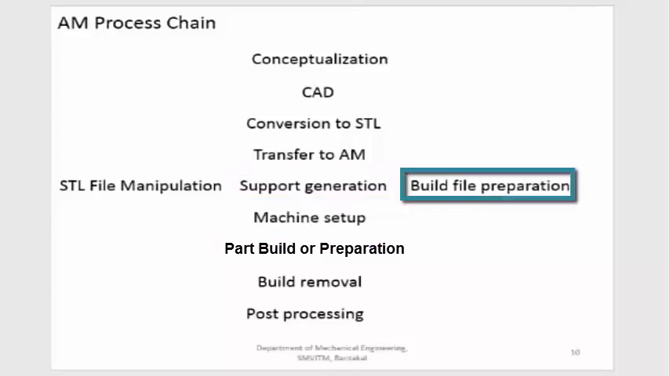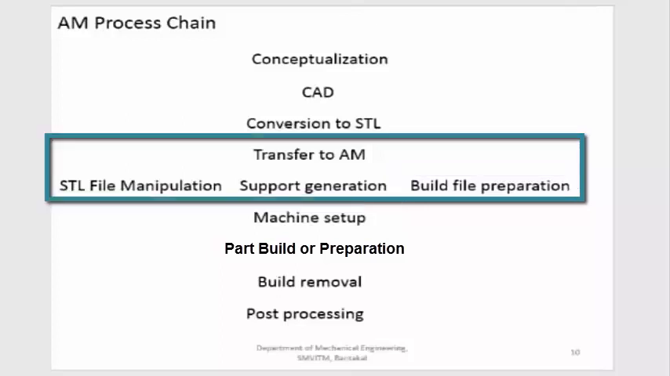Next one is the build file preparation. Once you have given all the input parameters required regarding the speed at which you want to print, regarding the material, regarding the temperature, what you want to achieve, all the parameters are given. Then you have to create the program which can be loaded into the additive manufacturing machine, wherein you can print or create the component. So that is the next step, the build file preparation.